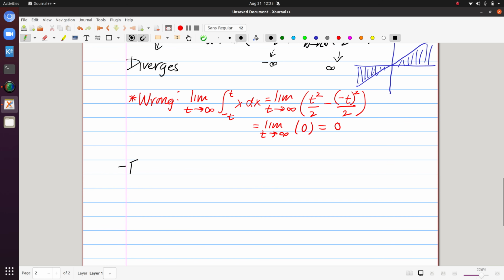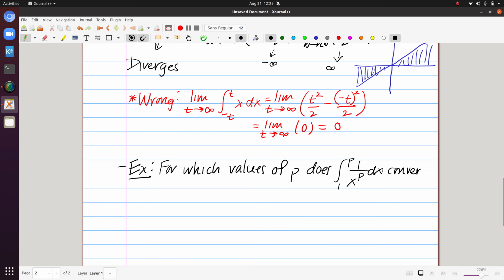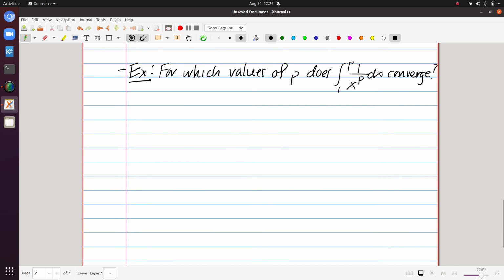Then I want to look at one last example, and I want to ask for which values of p does the integral from 1 to infinity of 1 over x to the p converge. This is going to be a more broad example, and it's also something we'll be able to refer to when we talk about series.